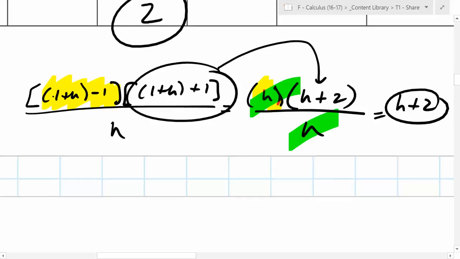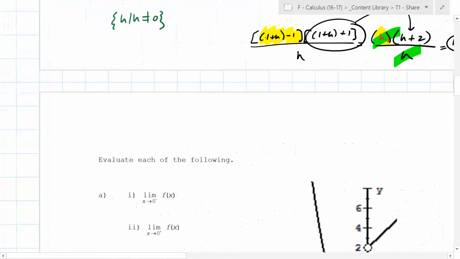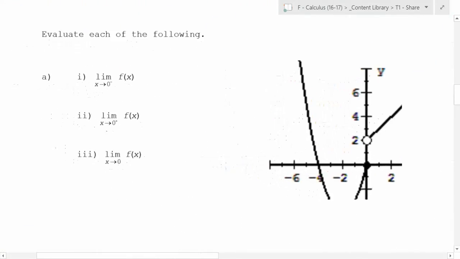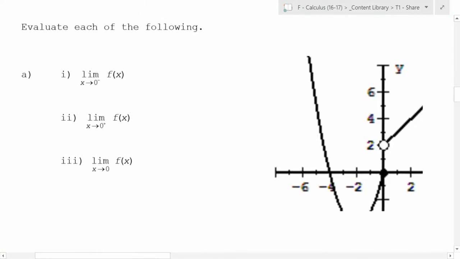When h goes to 0, what happens to that? When h is 0, what is h plus 2? Does that match what the calculator told us? Yes. So don't forget to factor. Okay, so this is what I'd like you to do now. Try this one for me.